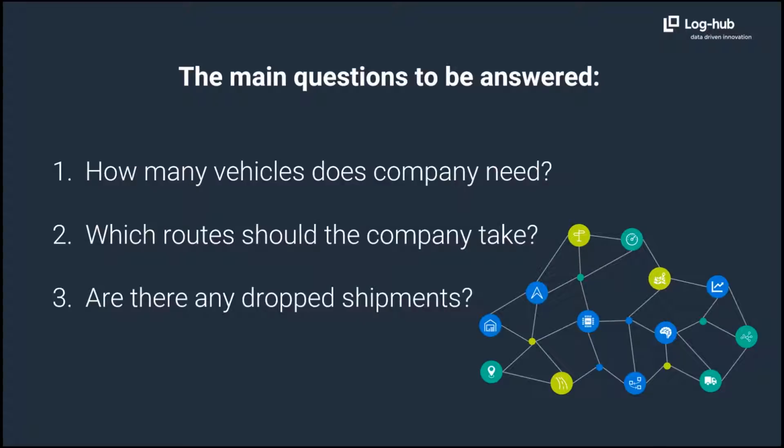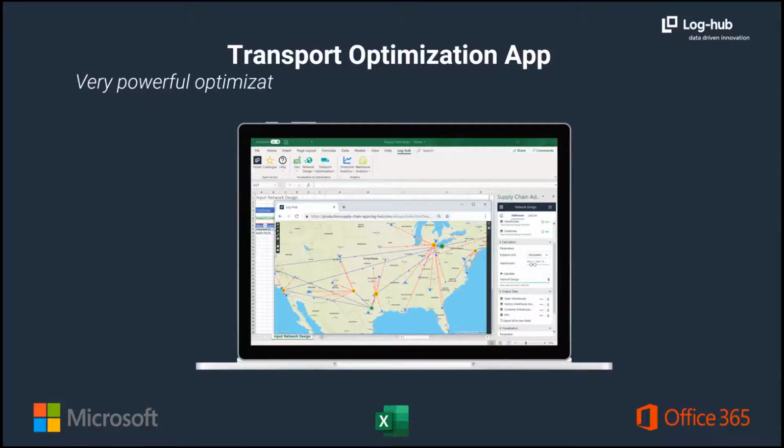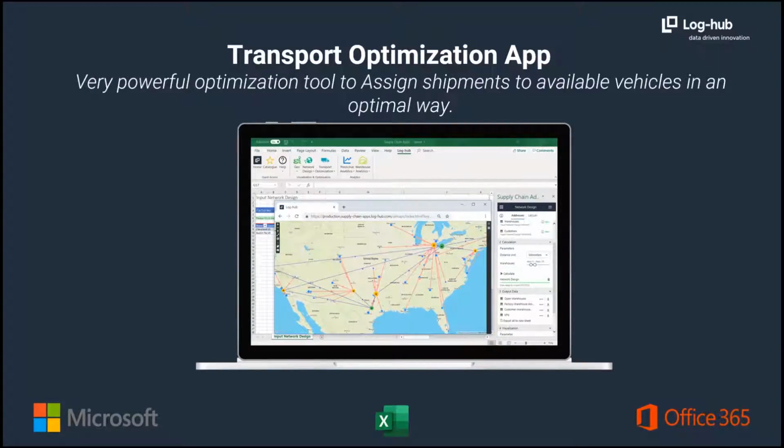The main questions to be answered: how many vehicles does the company need? Which routes should the company take? Are there any dropped shipments? To answer these questions we use the Transport Optimization app. It is a very powerful optimization tool to assign shipments to available vehicles in an optimal way.